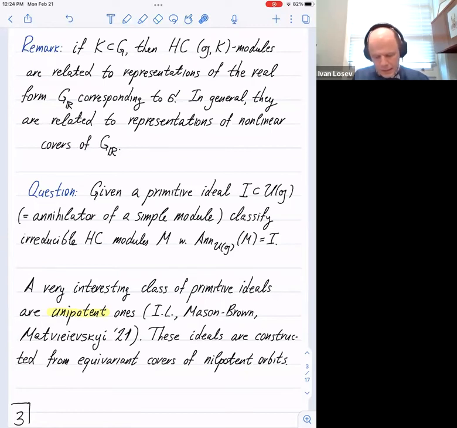And each of these ideals is associated to equivariant covers of nilpotent G orbits. Okay, so that's going to be a very special kind of ideals. So let me tell you a little bit more about them.